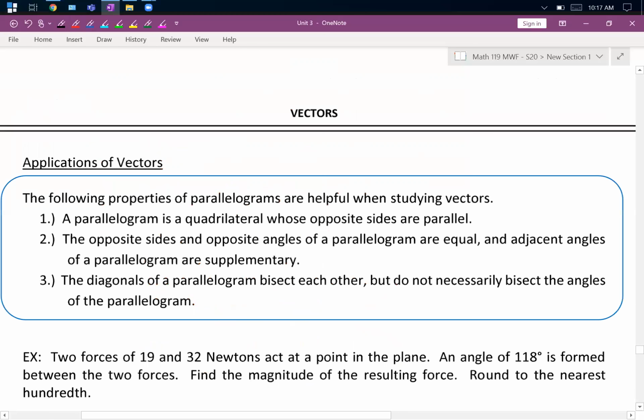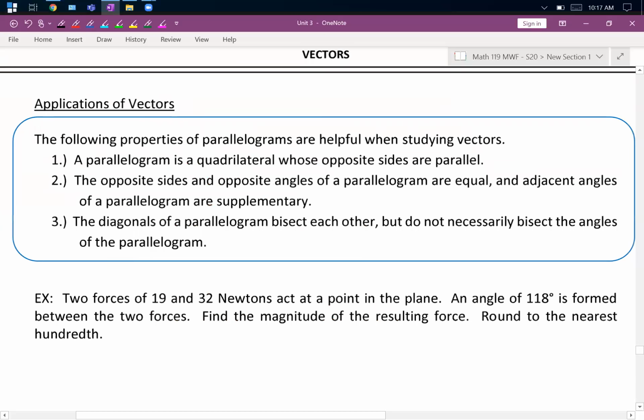All right, well, on to applications of vectors, which I think is the best part for sure.